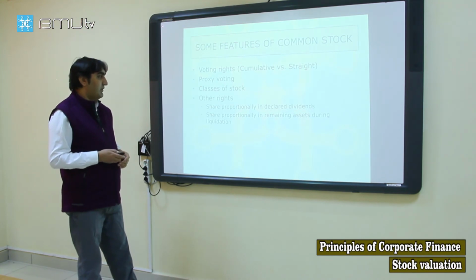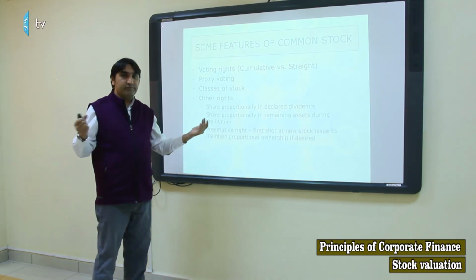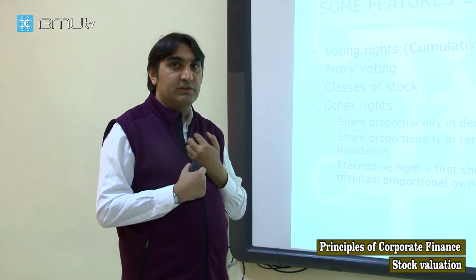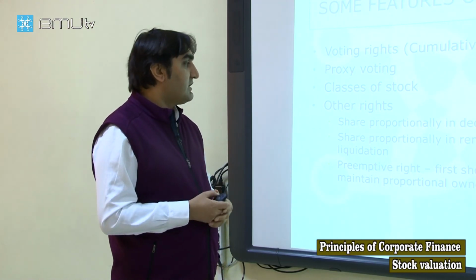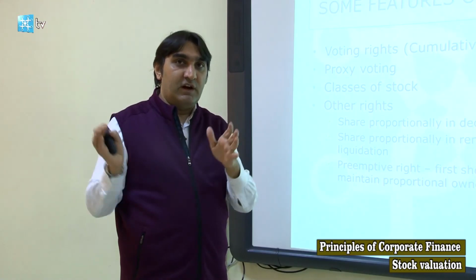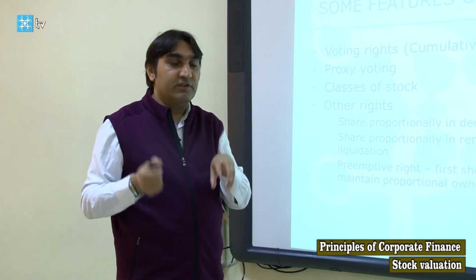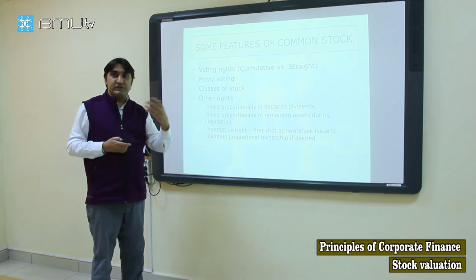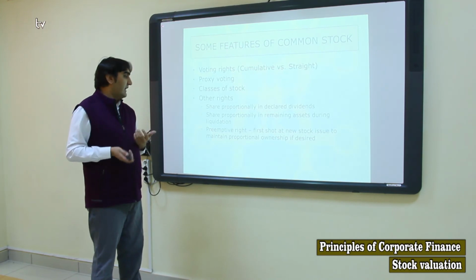Also, they have other rights. Share proportionally in declared dividends: if the company board decides to pay out dividends, as a common stockholder, you have a right to get dividends. Share proportionally in the remaining assets during liquidation if the company goes bankrupt. So first, a portion is paid out to debt holders and other creditors. What remains after this, you have an equal right as other owners as a percentage. Whatever your percentage is, you get your amount from that liquidation. Preemptive right: if the company issues new stocks, you have a right to buy those stocks.